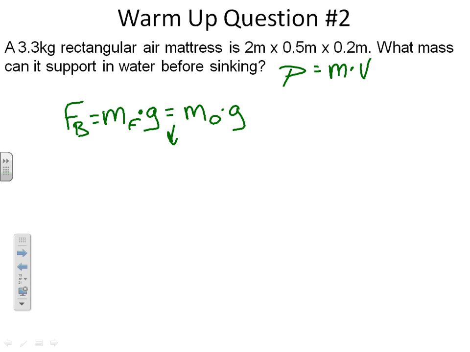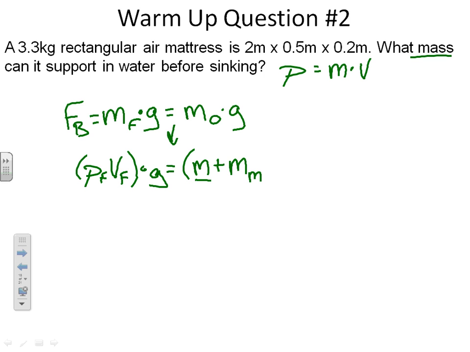The mass of the fluid displaced is equal to the density of the fluid times the volume of the fluid multiplied by acceleration due to gravity. And since we're solving for the largest amount of mass that the object can support, we can go ahead and leave this side like that. We're going to go mass that we're trying to solve for plus the mass of the air mattress, which is given to us in the problem, times acceleration due to gravity.